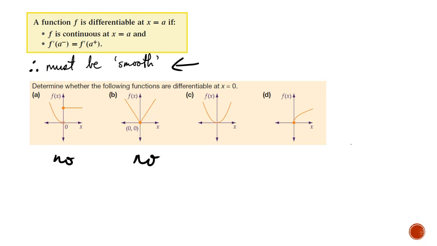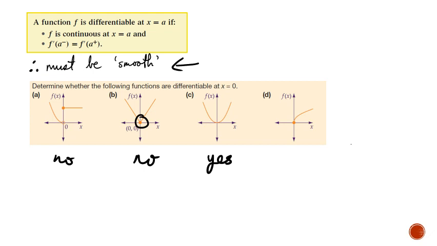This one? No, because it's not smooth. If you have a sharp point, that's commonly called a sharp point because it's sharp. Usually you just say no. This one? Yes. This one? Is it continuous at that point? Yeah. Does it continue from the left to the right?